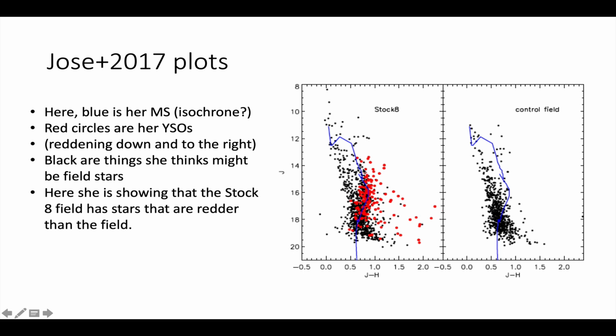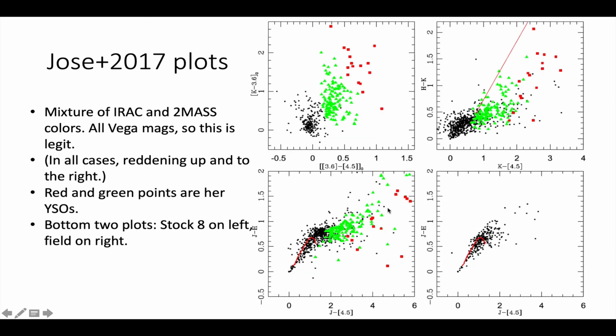But in Stock 8, you've got the young stars that are very much redder on average than the field stars. You still get plenty of field stars, but the red points are the YSOs. Now she's got a couple of plots that are mixtures of IRAC and 2MASS colors. That's totally legitimate to do. They're all Vega magnitude, so they're on the same system, so that's totally good.